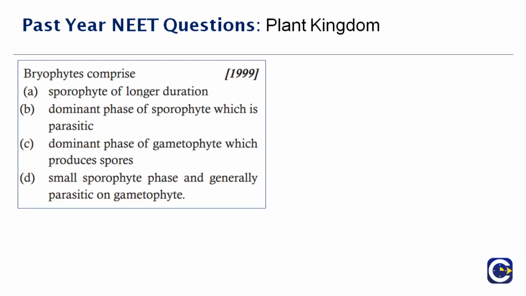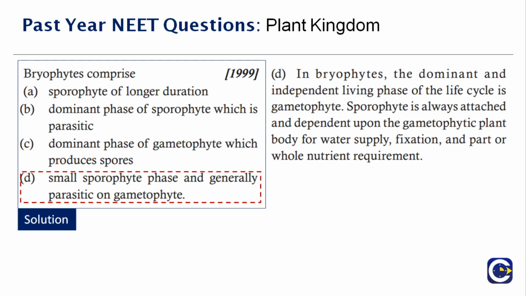This question was again asked in the year 1999. Bryophytes comprise of? A very simple question in fact. The answer to this question, any guesses? Bryophytes, they require an external source for their spore dispersal, and therefore the correct answer has sporophyte. Okay, you've got a clue now. There is sporophyte in it. So what would be the answer now? The correct answer is option D. It's a small sporophyte phase and generally parasitic on the gametophyte. Okay, these options we've already spoken a lot about in the earlier parts. Okay, now let's move to the next question.